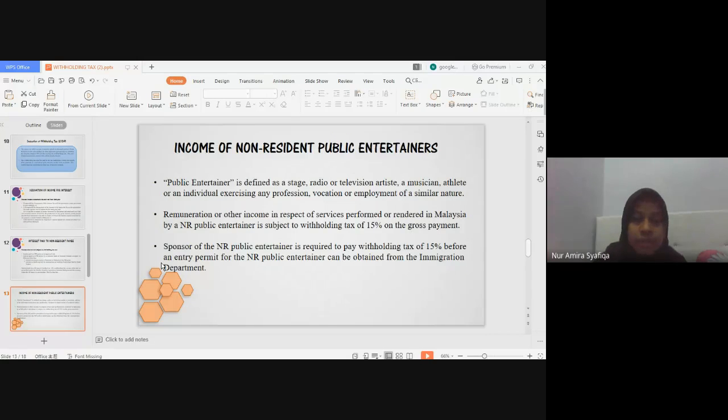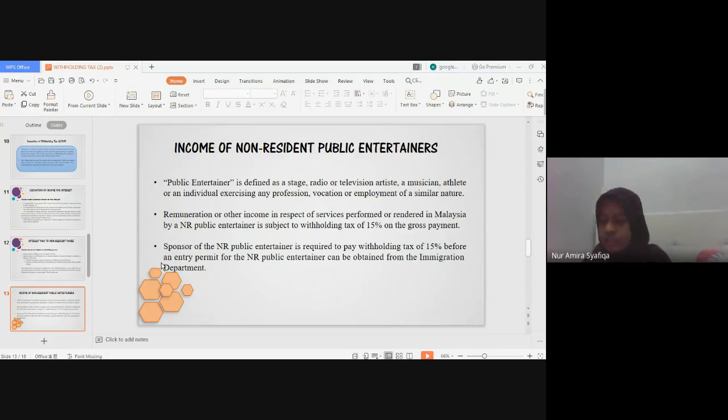For income of a non-resident public entertainer, a public entertainer is defined as a stage, radio or television artist, a musician, an athlete or an individual exercising any profession, vocation or employment of a similar nature. Remuneration or other income in respect of services performed and rendered in Malaysia by a non-resident public entertainer is subject to withholding tax of 50% on the gross payment.